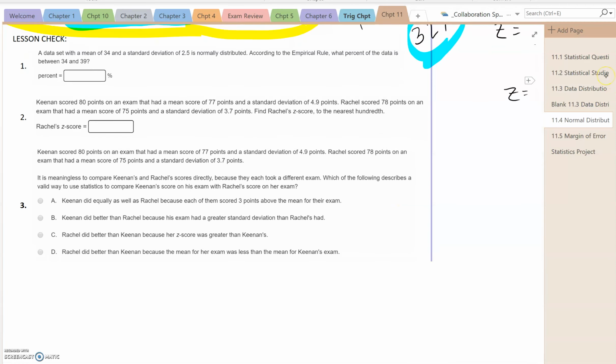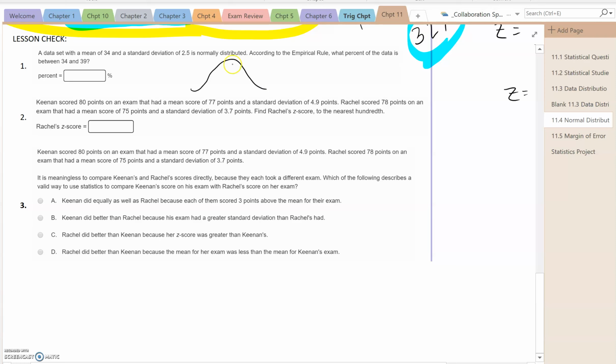All right, our lesson check for today, we're just going to do 3 quick little problems here. So a data set with a mean of 34 and a standard deviation of 2.5 is normally distributed according to the empirical rule. What percent is between 34 and 39? So it might be helpful for you to draw yourself a little curve.